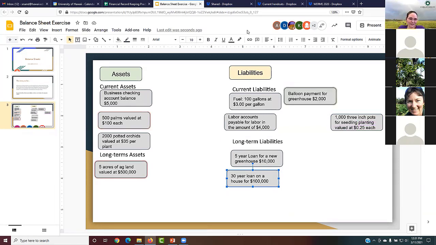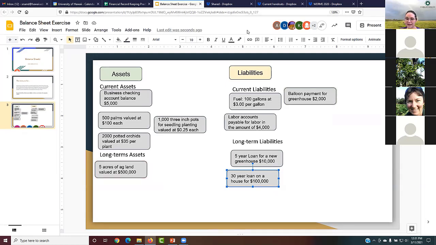All right. So current assets: business checking account balance of 5,000. Yeah, there's not enough room for it, but it is a good idea. 500 palms valued at $100 each. Yes, as long as they're sold within the year. 2,000 potted orchids valued at $35 a plant. Again, I'm assuming that I would sell these within a year. To me, they're at the point of maturation where you're going to sell them. They're not little bitties. And 1,000 3-inch pots for seedling plants valued at 25 cents.